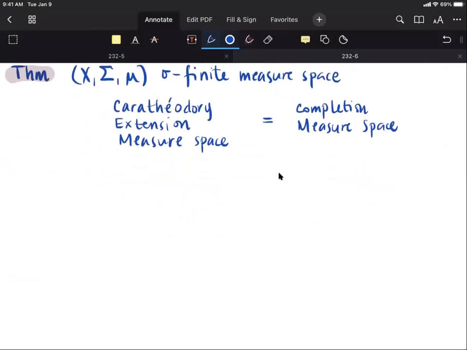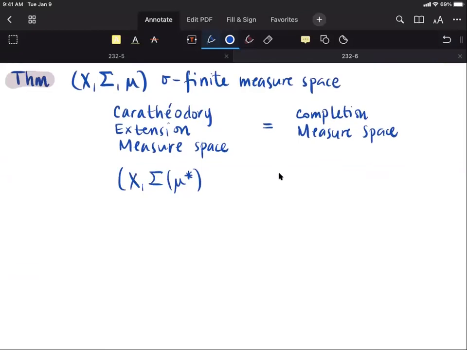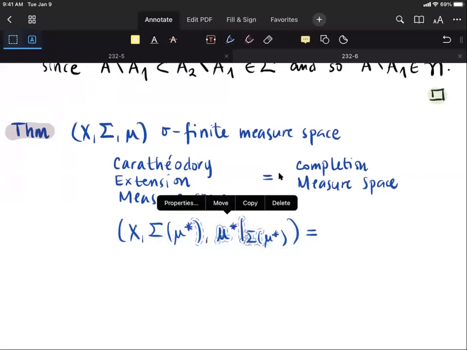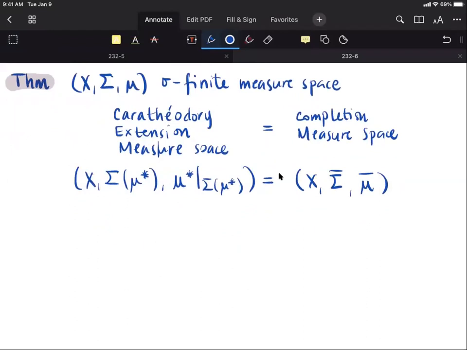Mathematically, in terms of symbols, you can write this as follows. The Caratheodory extension is X, the set of measurable sets with respect to the outer measure mu star induced by this measure mu, which is of course a pre-measure, and the restriction to these measurable sets of mu star. This is equal to the completion measure space, which is X, sigma bar, mu bar.